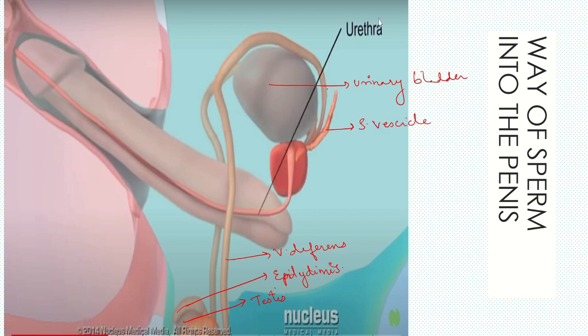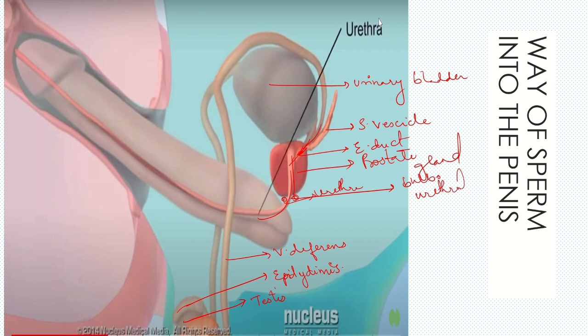Now as you can see here clearly, the duct from the seminal vesicle and the vas deferens converge to form a common passage, that is the ejaculatory duct. Now these ejaculatory ducts join the urethra, and this one that you're seeing is the prostate gland. Actually, below the prostate gland, bulbous structures are present, that is the bulbourethral gland. So from this video, it's clear where the organs are actually present.